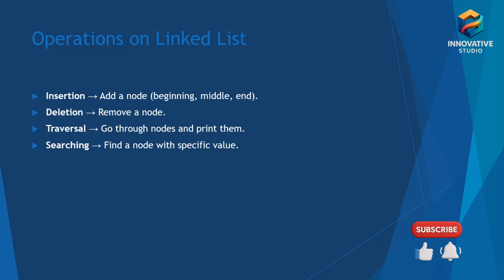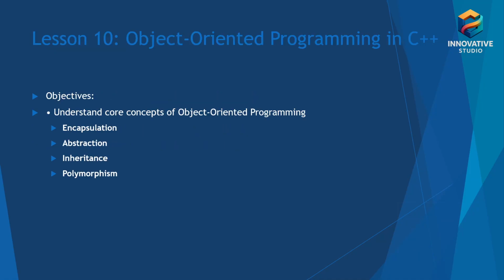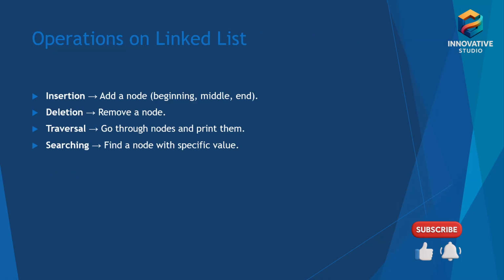in whatever way, backward and even forward and backward in case of double, and in the linear form only the forward way in the single linked list. Then searching can also be performed on the linked list. So guys, these are the operations which we can perform on the linked list.